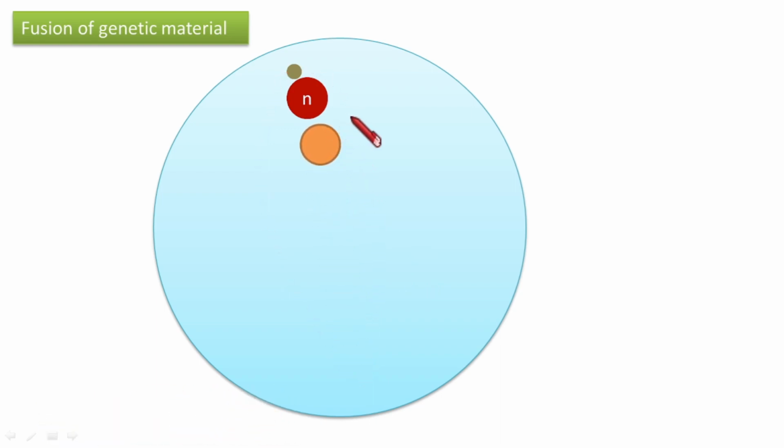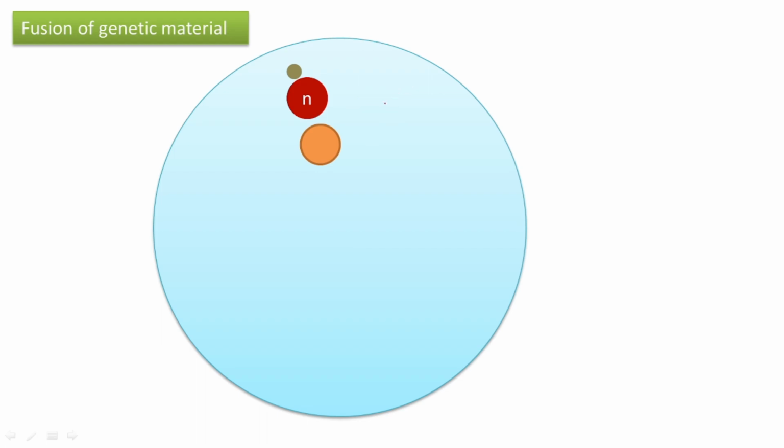In the case of sea urchins, which have external fertilization, as these two pronuclei meet, their nuclear membranes dissolve and they fuse together to form a diploid nucleus. That means the sea urchin shows a diploid condition from the zygotic stage onwards.